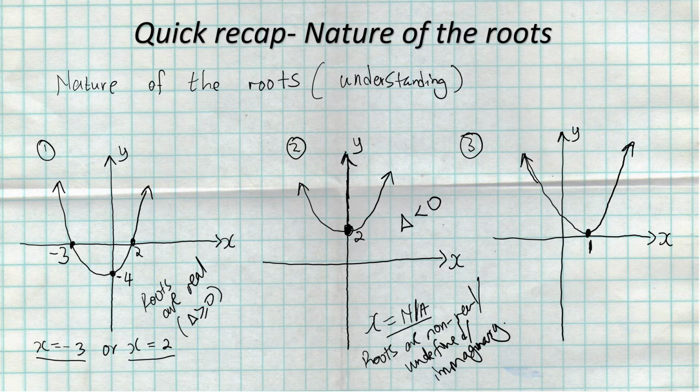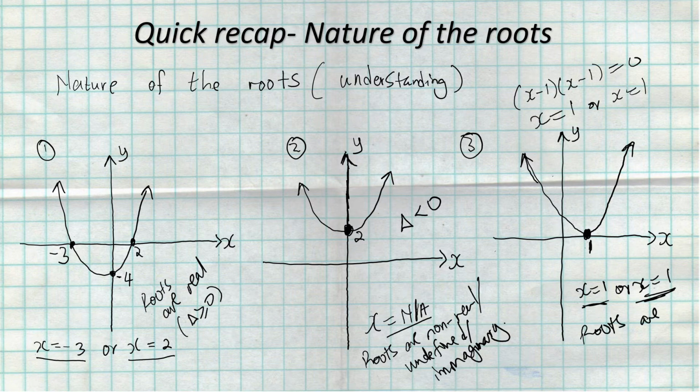The last graph. You have your x-intercept here at 1, so x equals 1 or x equals 1. Here you have two x-intercepts, both equal to 1. If you have a turning point on your x-axis, just know that you have two x-intercepts. When factorizing to determine the x-intercept, it would be x minus 1 into x minus 1 equals 0. Then x equals 1 or x equals 1. Their roots are equal. Can you see now with understanding? In other words, delta will be equal to 0.